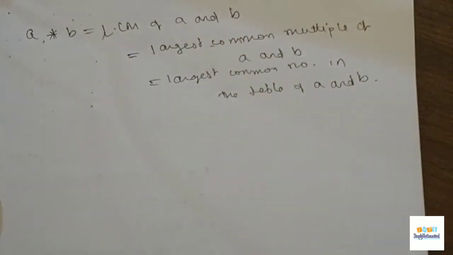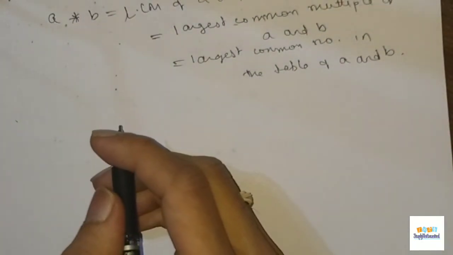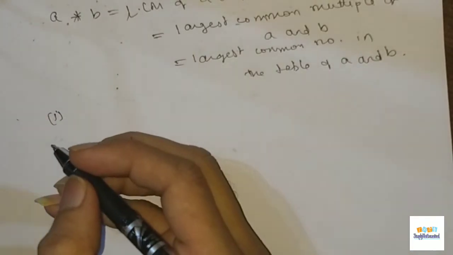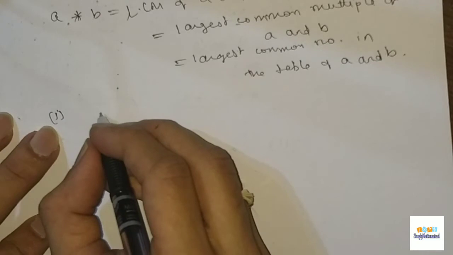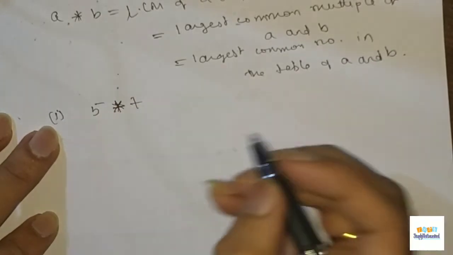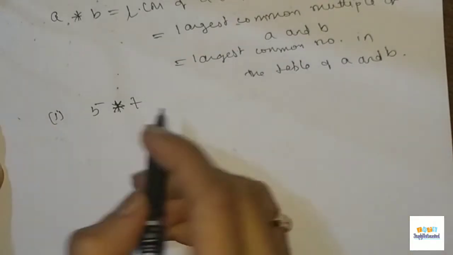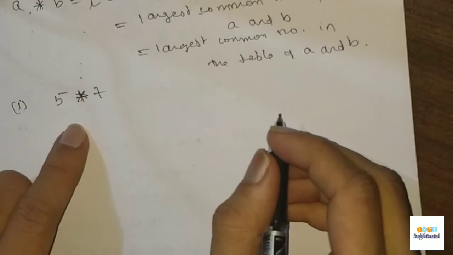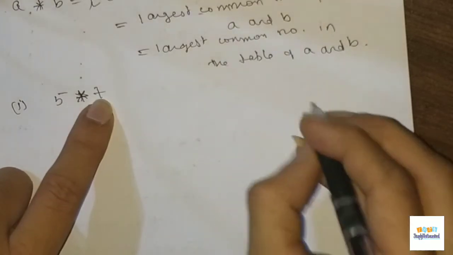Now let us check the operation first. Okay, but the question itself is saying you have to check some examples. So the first one is 5 star 7. Let us check. Okay, that is the first question. Now if you look at this, you know how to calculate the LCM, right? So how to calculate it?